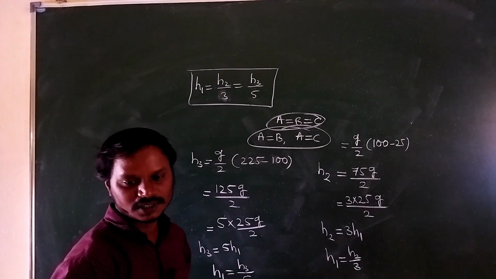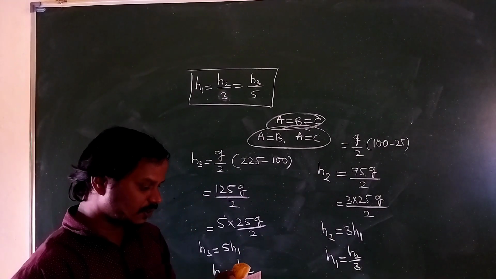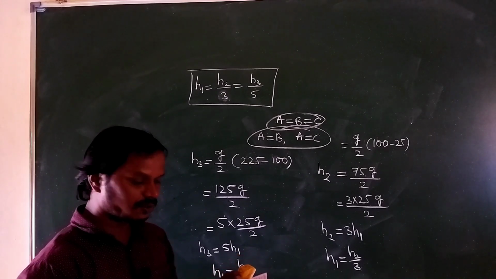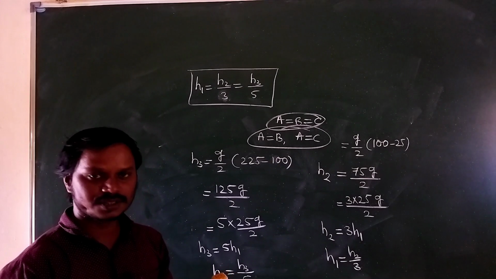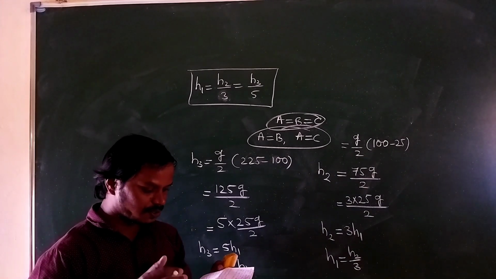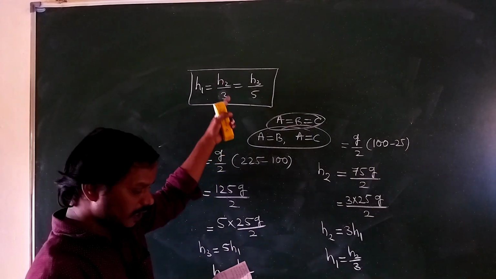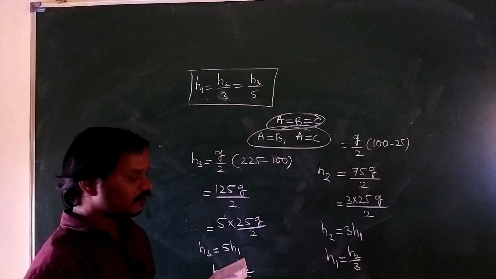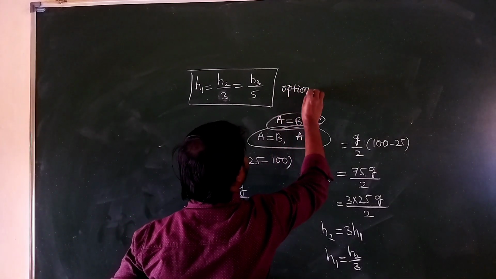by 5. Then the options. First option, h2 is equal to 3h1 and h3 is equal to 3h2, wrong. Second option, h1 is equal to h2 is equal to h3. Third option, h1 is equal to 2h2 is equal to 3h3, and last option, h1 is equal to h2 by 3, that is equal to h3 by 5. Means option 4 is correct.